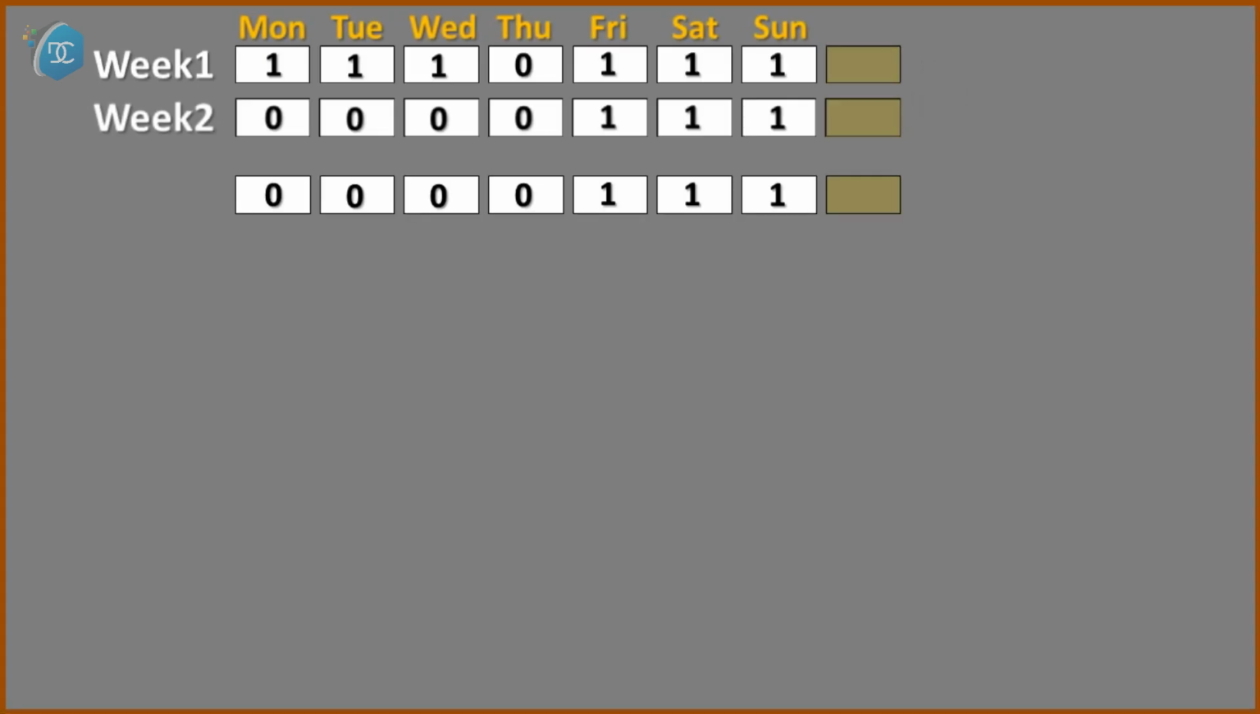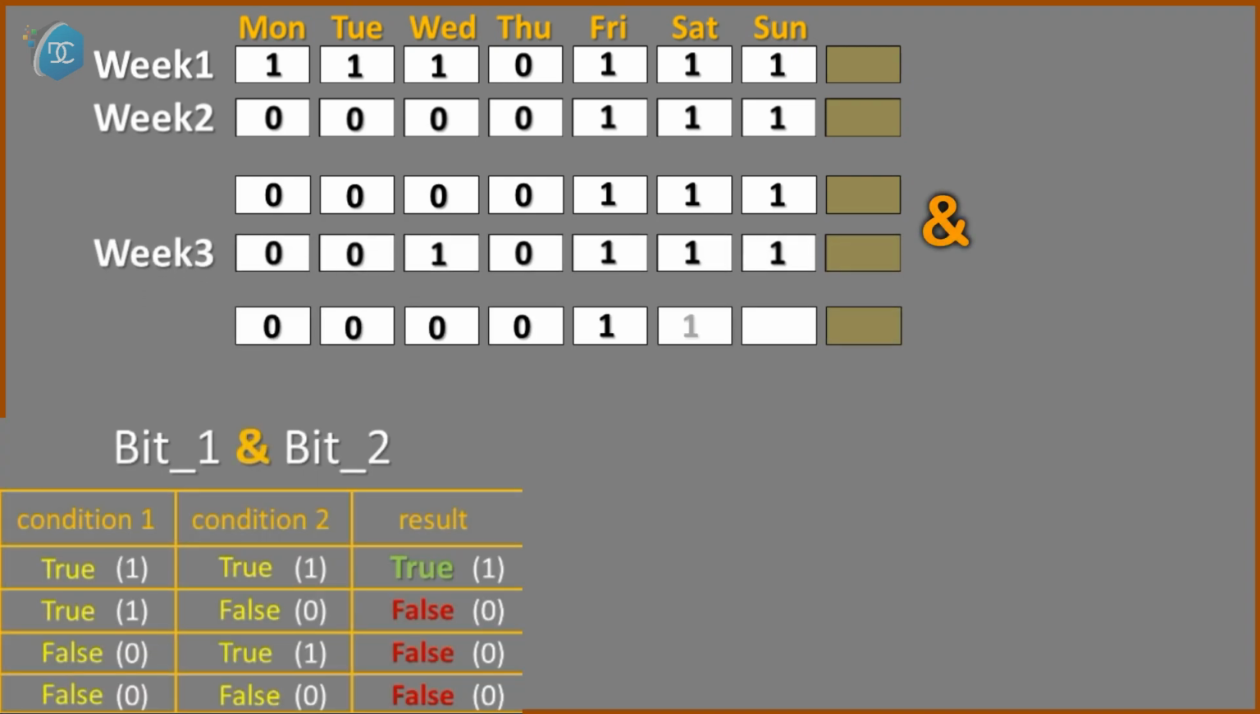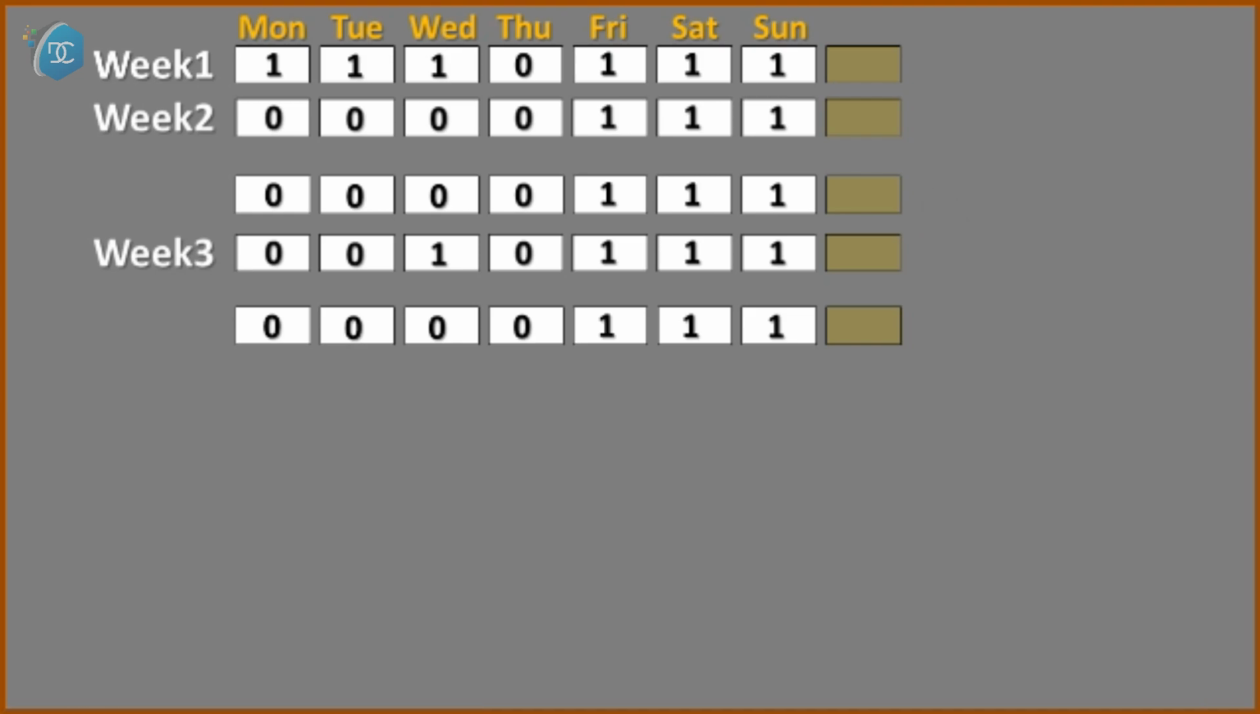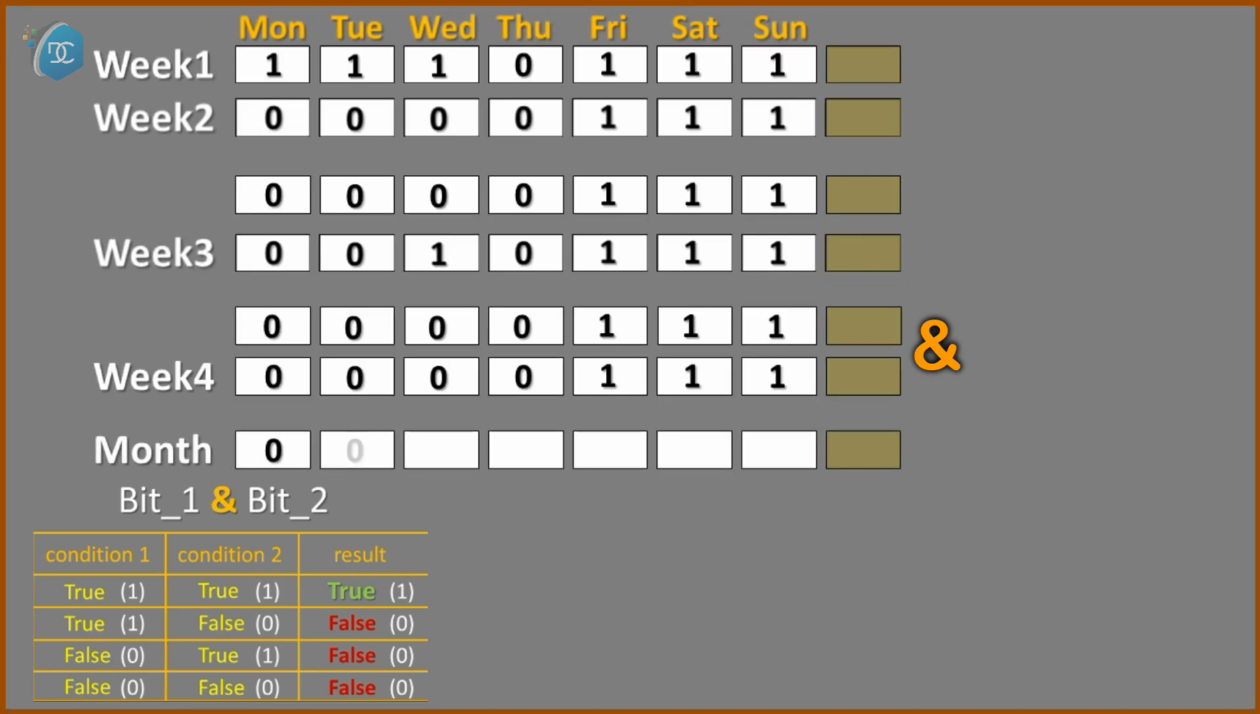Now let's take this temporary result and bitwise AND it with the 3rd week data and store the result in this temporary byte using the truth table. Similarly, take this temporary result and bitwise AND it with the 4th week data and store the result in this month byte.